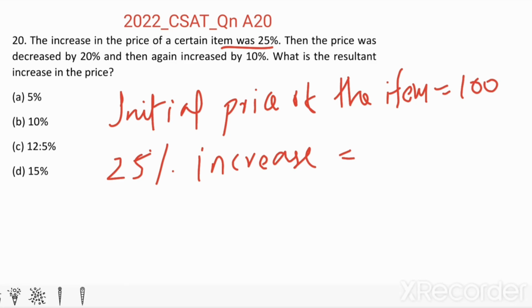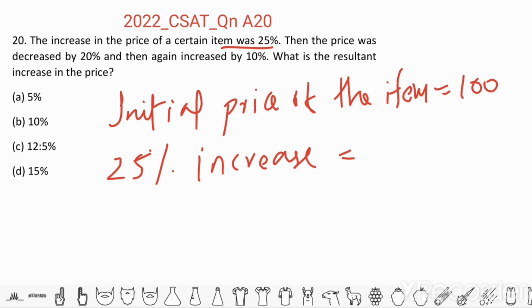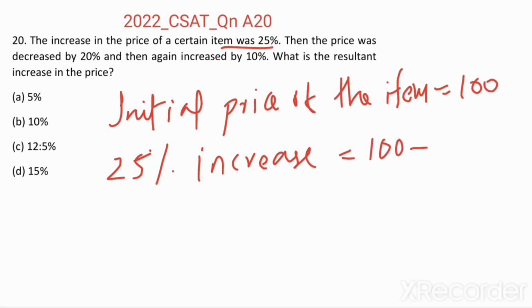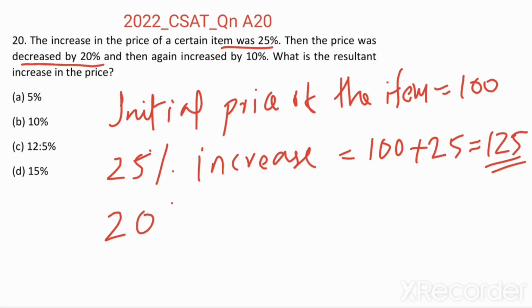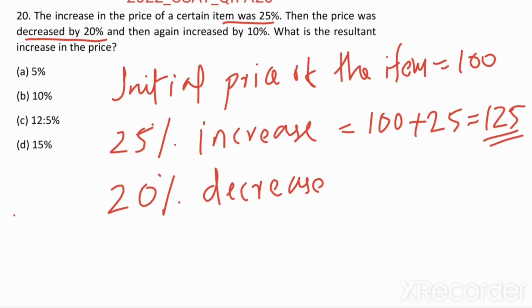25% of 100 equal to 25. Then the resultant equal to 100 plus 25 equal to 125 rupees. Then decreased by 20%. 20% decrease from 125. So what is the 20% of 125?